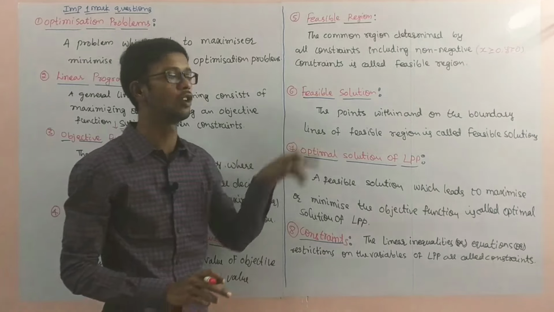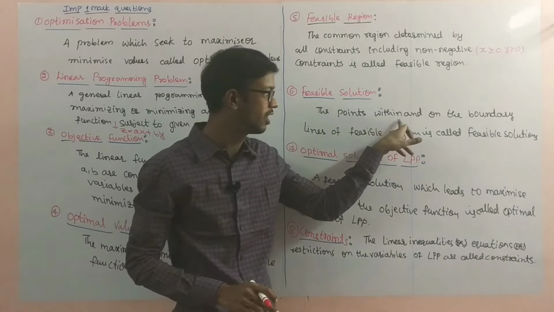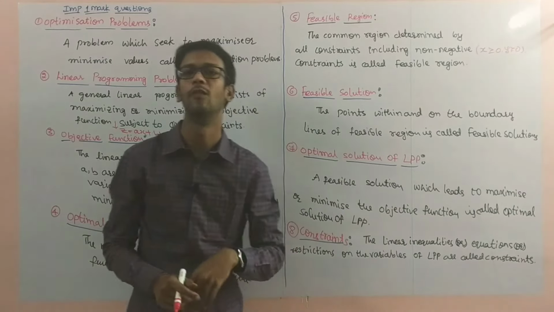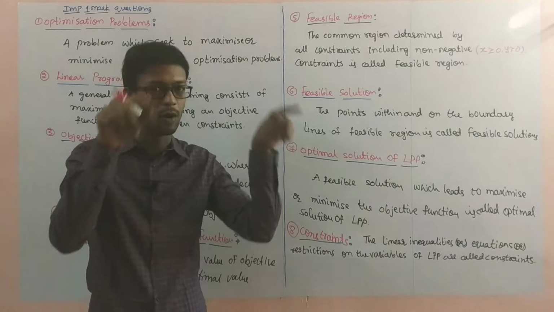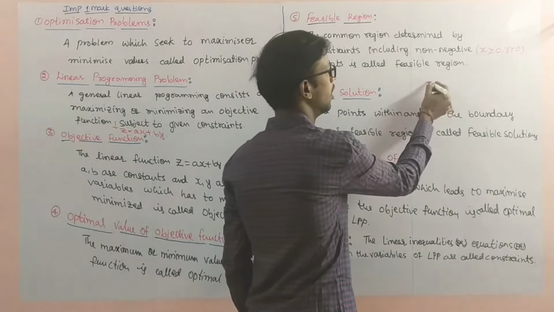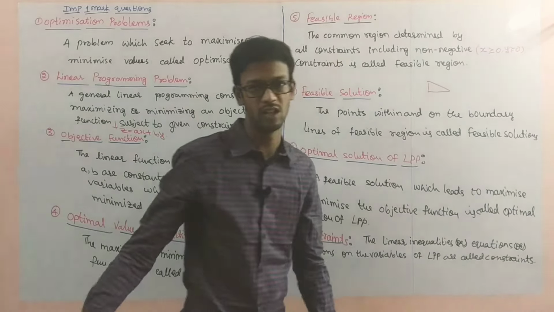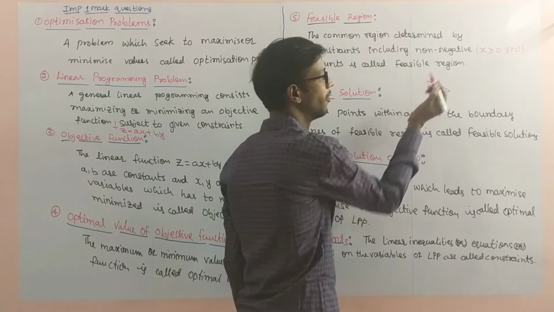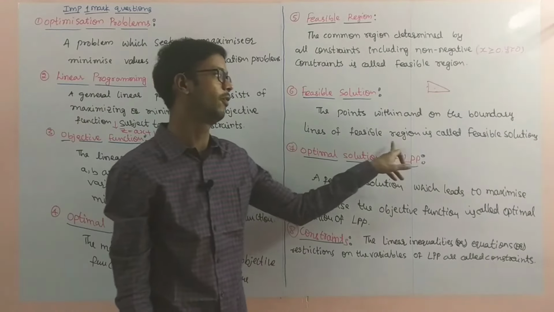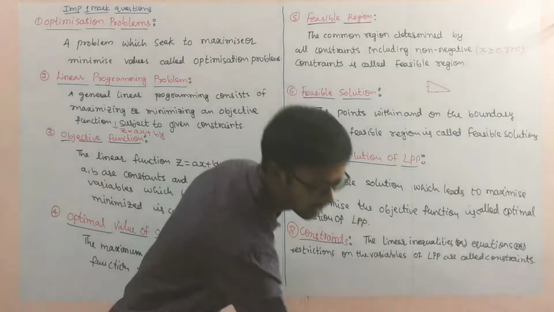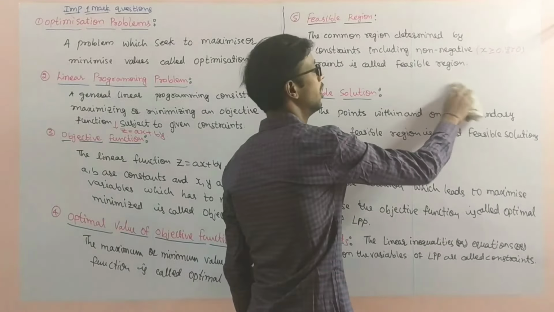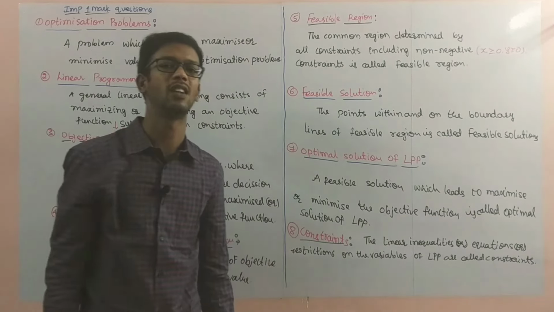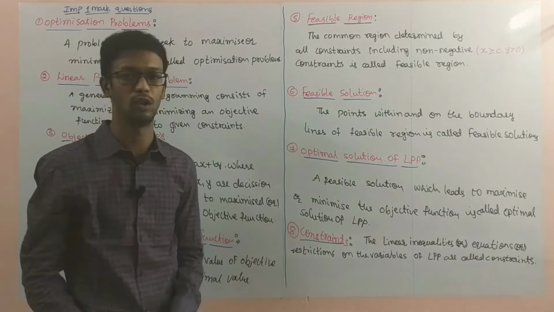Next, feasible solution. The points within and on the boundary lines. For example, this is a feasible region. A point inside or on the boundary line of the feasible region is called a feasible solution.